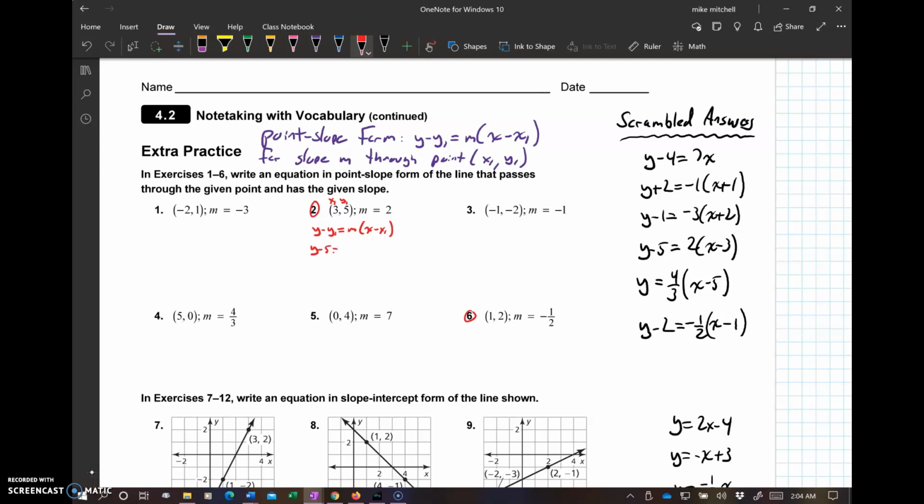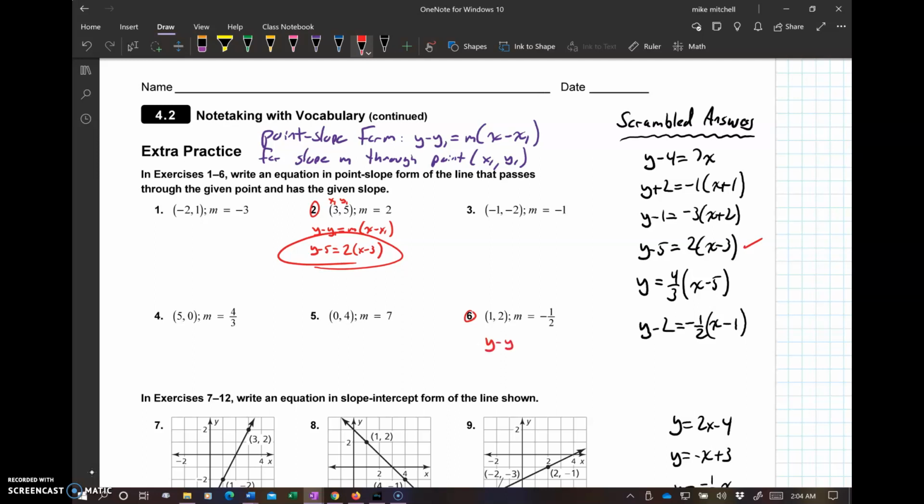y minus 5 equals 2 times x minus 3. That's all we got to do. We can see that one right there. That's our answer. Don't let fractions scare you in these. Eventually we're going to have to do some more.